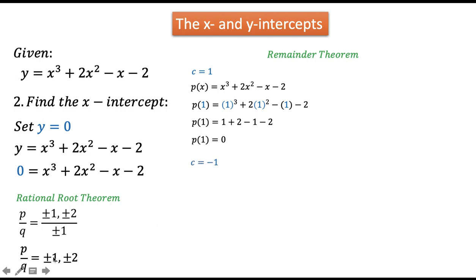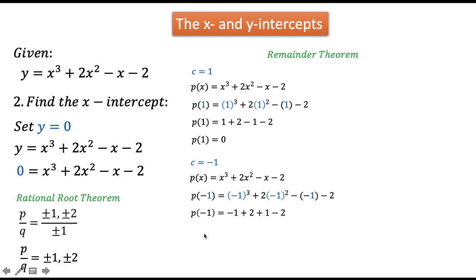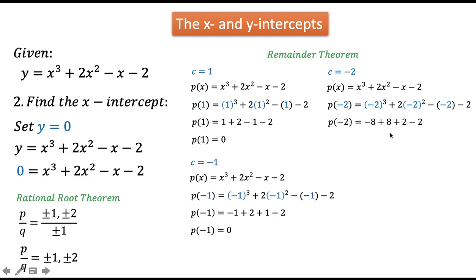So let us try negative 1 as our number indicator. Doing the same process, replace x with c, which is negative 1. Solve the given function, and our p of negative 1 is also 0. Therefore, negative 1 is also one of the x-intercepts. Let us try negative 2. Doing the same process, replace x with c, which is negative 2. Solve the given function, and again, the p of negative 2 is equal to 0. Therefore, negative 2 is also one of the intercepts.